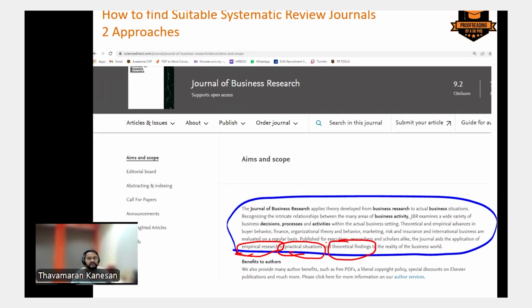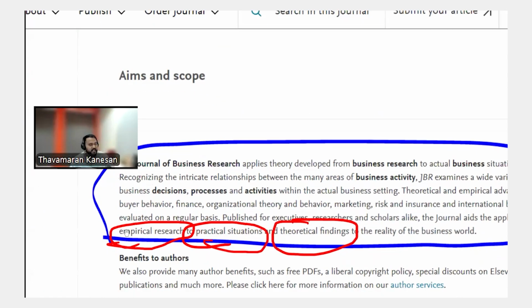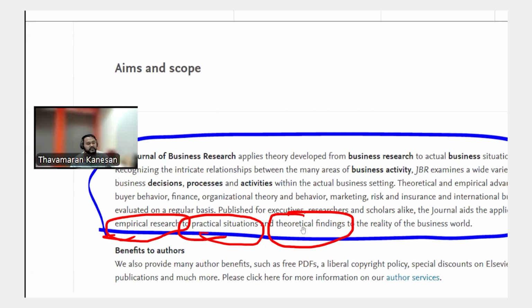Now, I have a question for all of you. Under these three categories, do you think this journal is suitable for systematic review? For those who have answered me before, you can leave it. For those who are answering for the first time, you can tell me yes, no, or don't know. Can you submit a review paper or systematic review paper to this particular journal? I'll let you all answer.